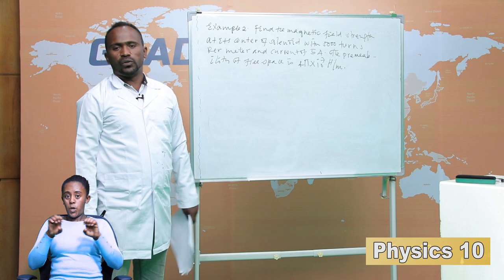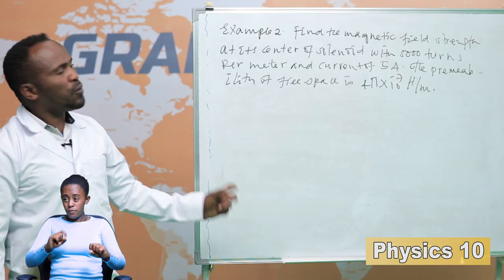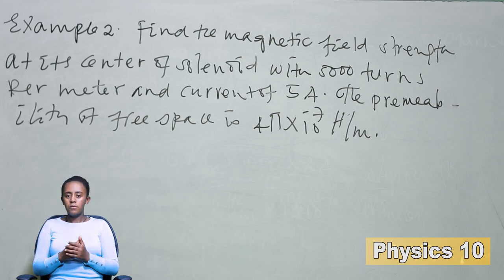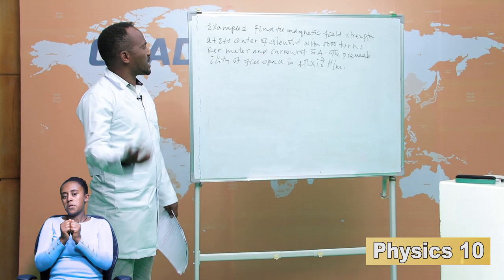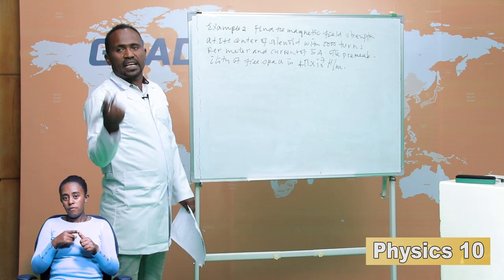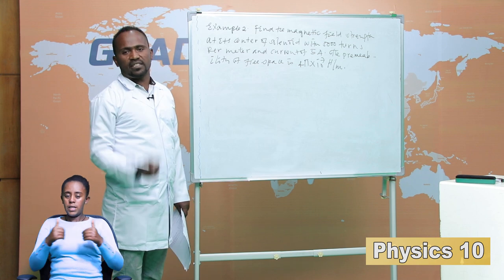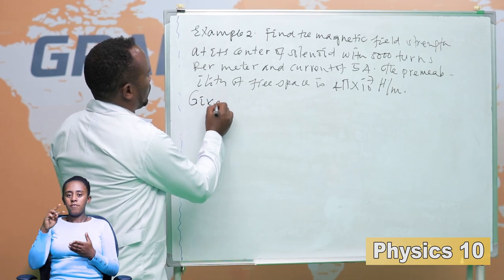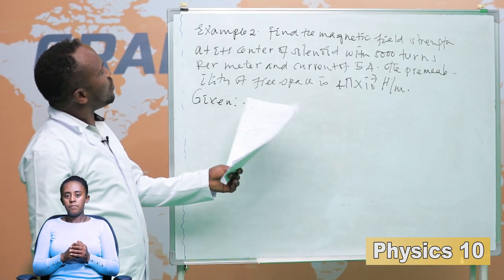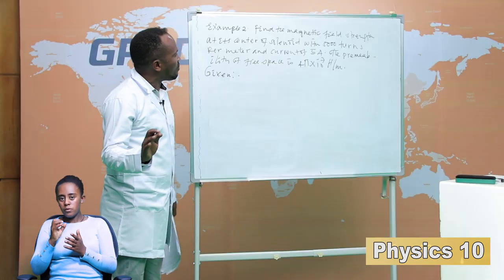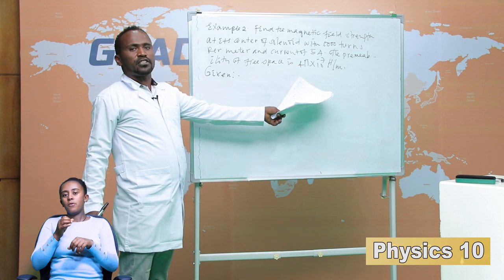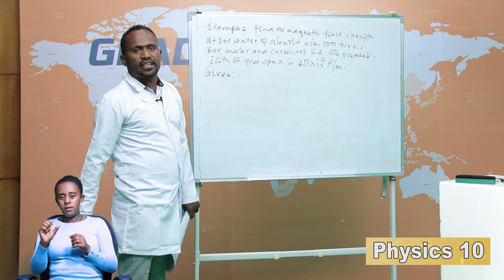This equation is given for you, my student. Can you solve this problem by yourself? Try by yourself. Is there a student who can do this one? If so, very good. Let us do this together. Now, first, as I said, we should determine what is given. It is: find the magnetic field strength at the center of a solenoid with 5,000 turns per meter and a current of 5 ampere. The permeability of free space is 4 pi times 10 to the power of minus 7.